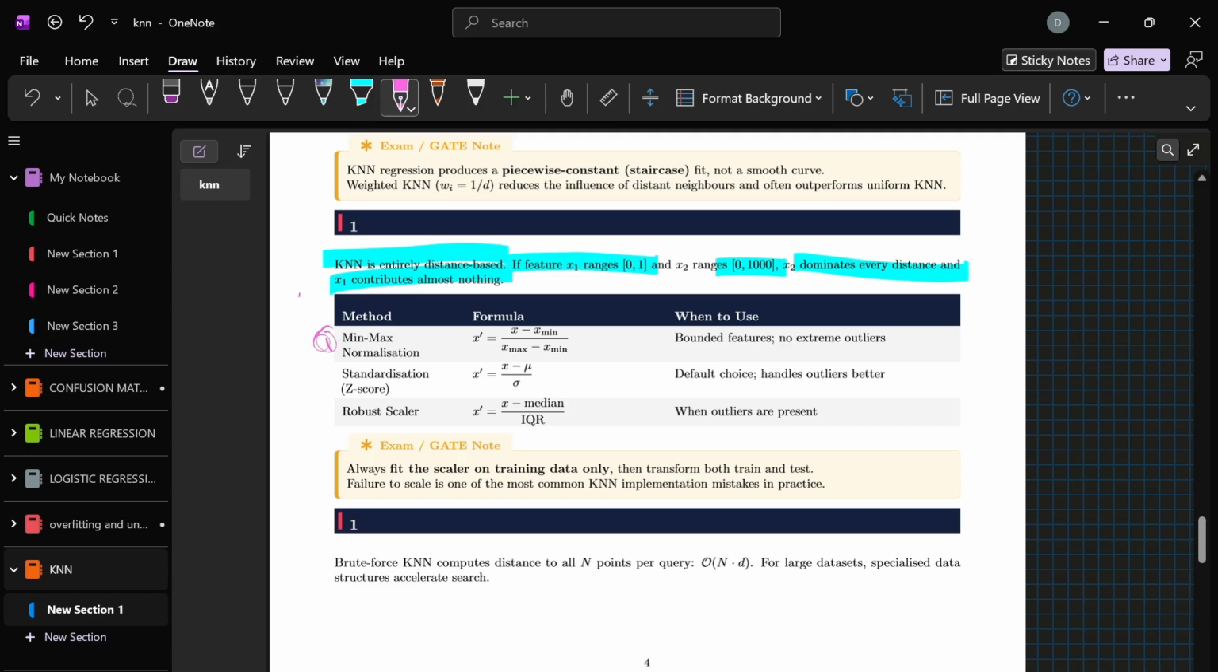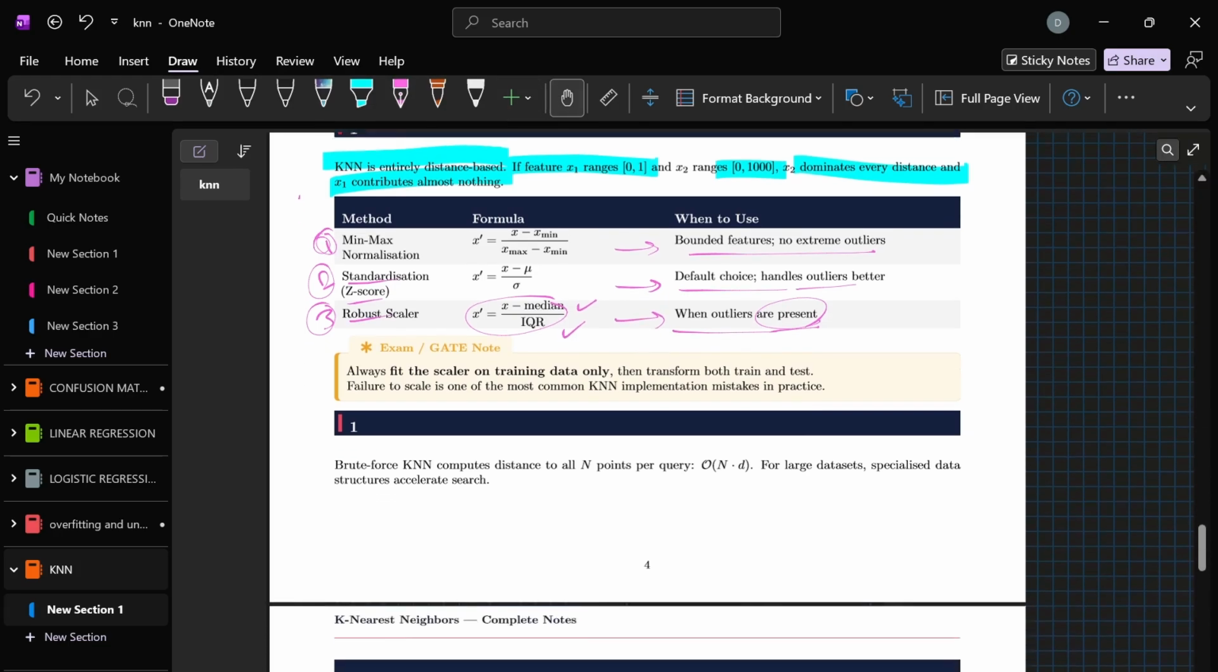Three options are: the first one is min max normalization. Squeeze everything between 0 and 1, good when you have no extreme outliers. Second is Z score standardization. Subtract the mean, divide by the standard deviation, and this is the default go-to. Third one is robust scaling. Use median and IQR instead of the other techniques. This is best when outliers are present.